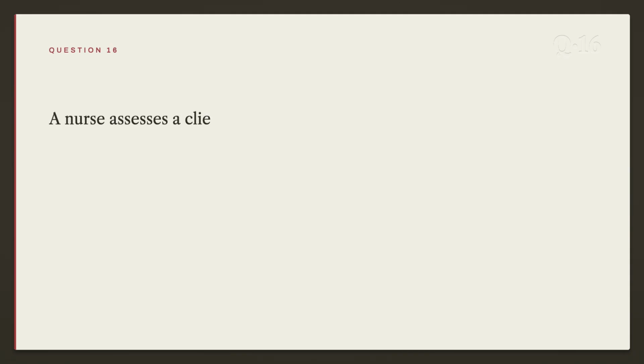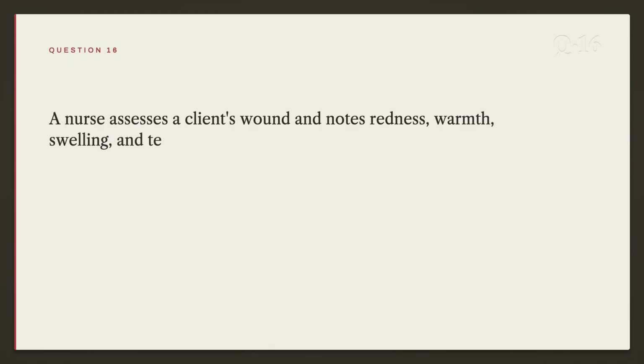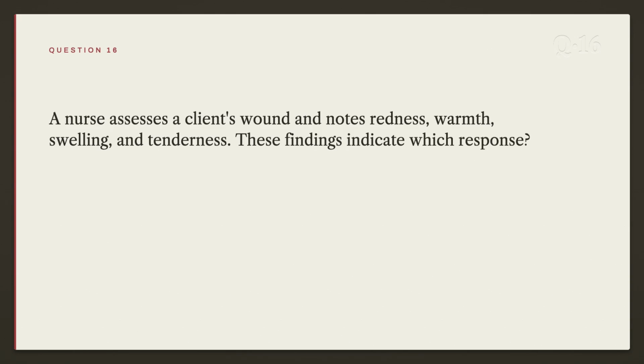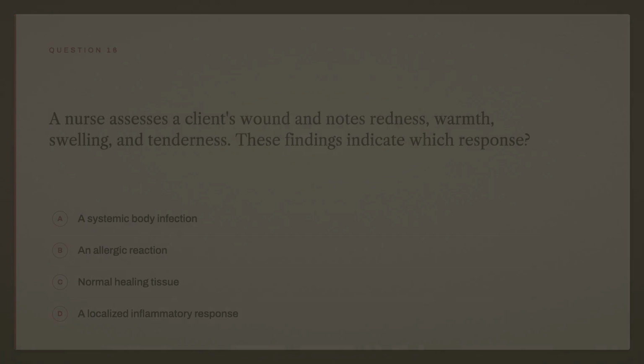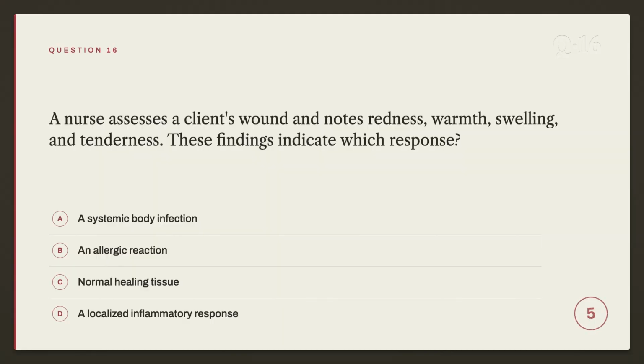Question 16. A nurse assesses a client's wound and notes redness, warmth, swelling, and tenderness. These findings indicate which response? Your options are A, a systemic body infection, B, an allergic reaction, C, normal healing tissue, D, a localized inflammatory response. Got a guess? Lock it in.